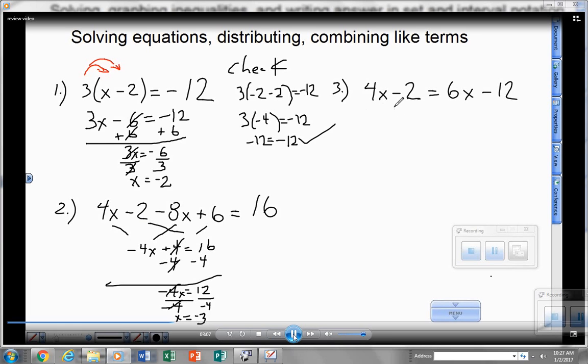All right, last problem to review. Basic equations, variables on both sides. So I'm going to start by adding the plain number, getting rid of the number on the left, and then I'm going to go to the right and get rid of the x term, and then I'm going to go back to the left and divide.